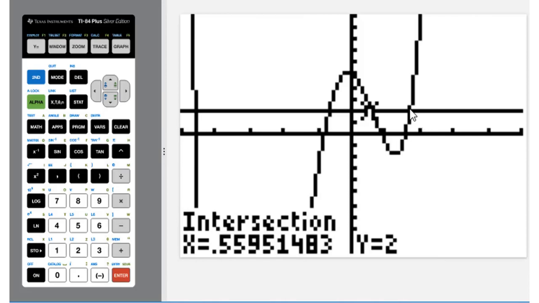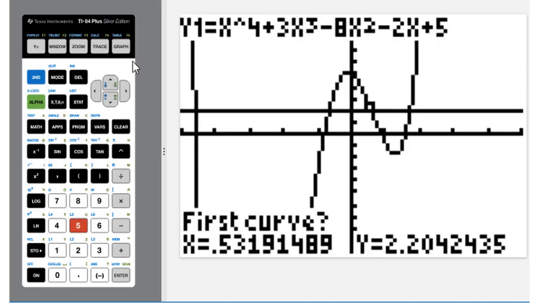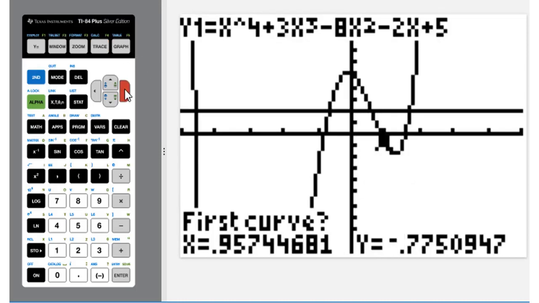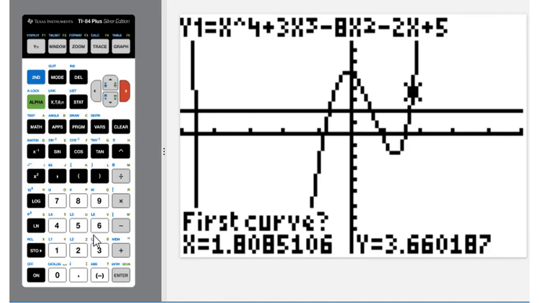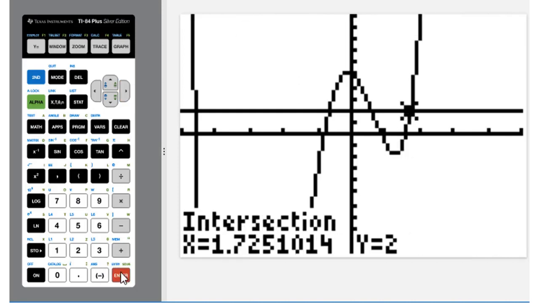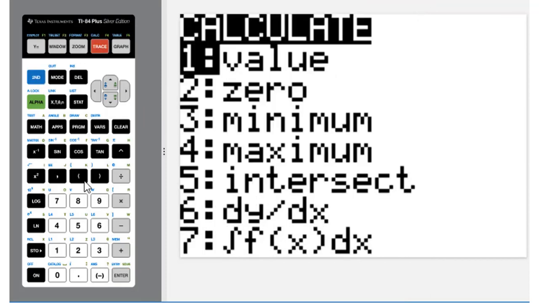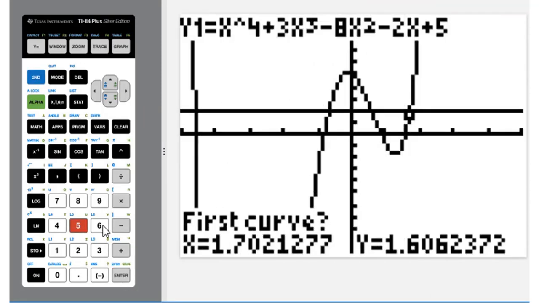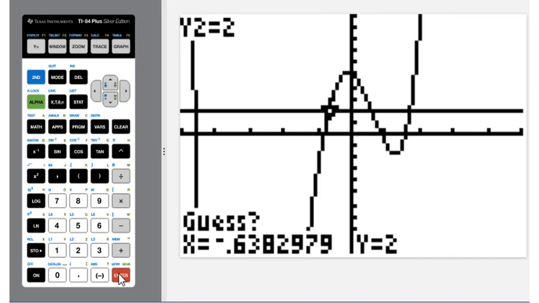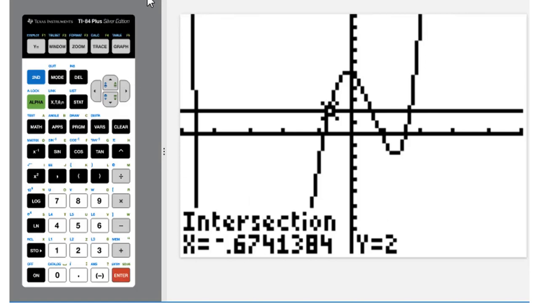Then you will go to the very right one this time. Second trace, 5. Just move the arrow close to this intersection. Then enter, enter, enter. You got a second intersection. Then keep doing second trace, 5. Move the arrow very close to the third intersection. Then you do enter, enter, enter. See, you got a third intersection.